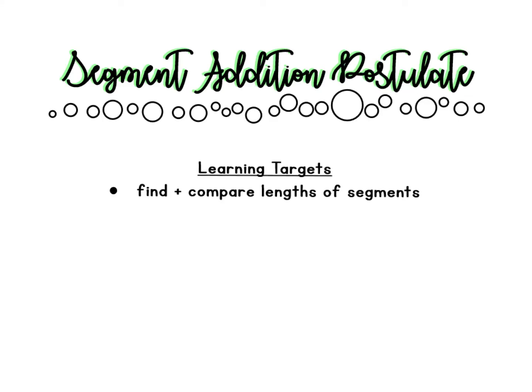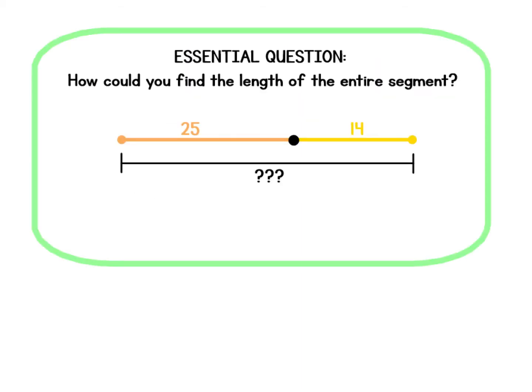Today we're going to learn about segment addition and the segment addition postulate. So first of all, how could we find the entire length of this segment? Think about if we had this unknown length here, and I only had a ruler that was so long, I could measure from here to here and then from here to here. So how would I find the entire length?